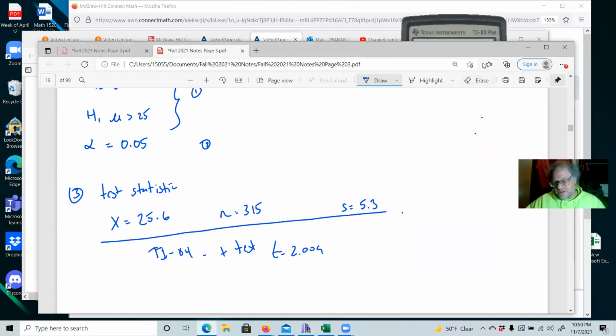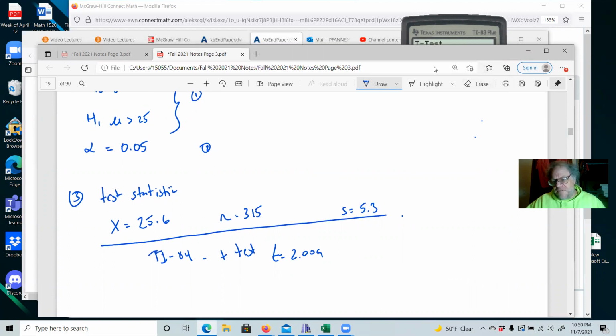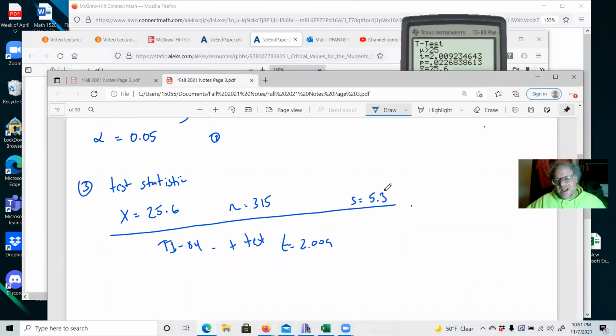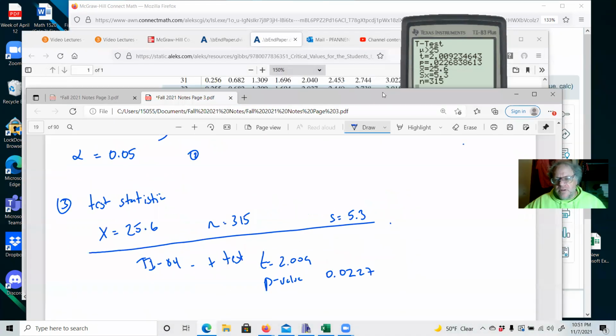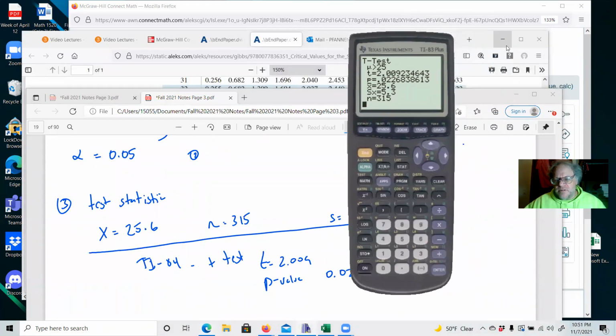Again, before, all we could do is tell them, oh, it's between this one and that one. P-value 0.0226, we'll say 0.0227 for the rounding. Okay, and yeah, there we go. We're good to finish the rest of the problem here.